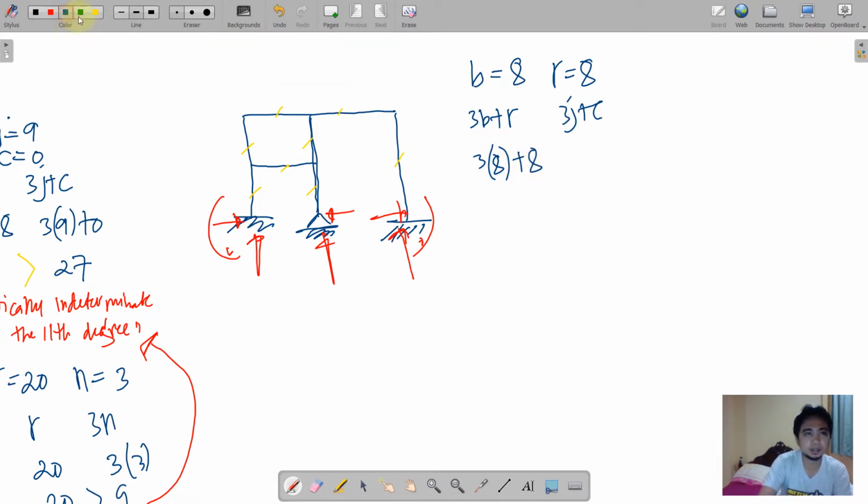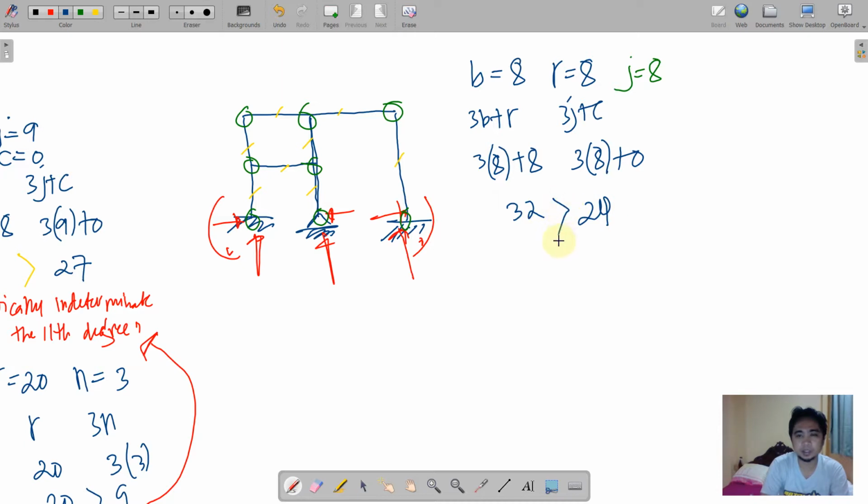And how many joints? 1, 2, 3, 4, 5, 6, 7, 8. So there are 8 joints here. Okay, let us write that one. 8 joints. So therefore this is 3 times 8. Of course, C is 0. So we have here 24 plus 8, that is 32. Compared to 24, 32 is greater than 24. So therefore this is statically indeterminate to 8 degree. 32 minus 24 is 8. So the excess is 8.